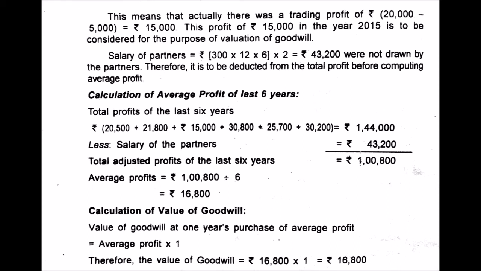It comes up to be 16,800. And the last step for calculating the value of goodwill, as mentioned in number 4, you will be taking 1 year's purchase. So it will be 16,800 into 1, 16,800. That is the value of goodwill of Messrs X and Y.